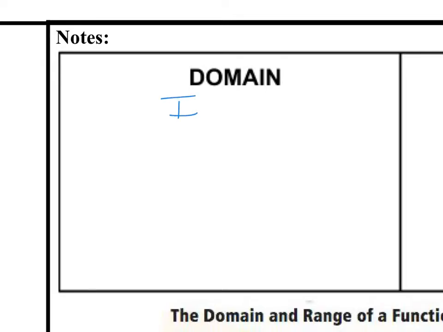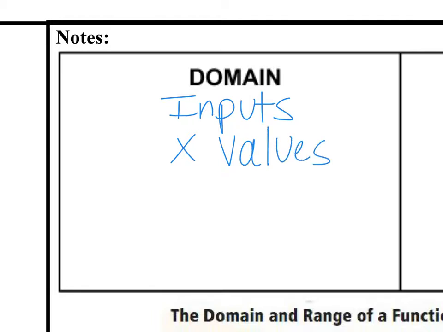Domain is your input values. So if the domain is the inputs, is that going to be my x values or my y values? X values. I see some of us who already put inputs on the left, outputs on the right. Smart. So input values, it's the x values. If we are looking at a point, say we're looking at x comma y, then we are looking at the x value, obviously, the first number.